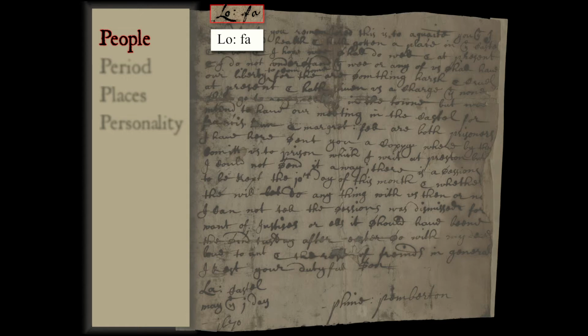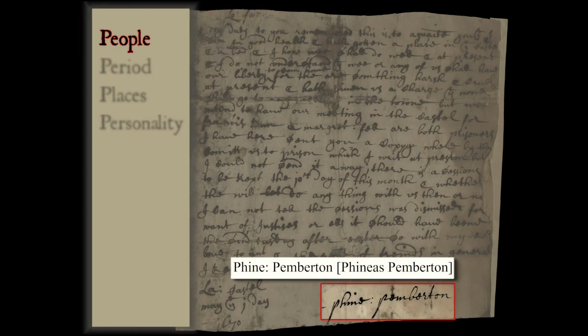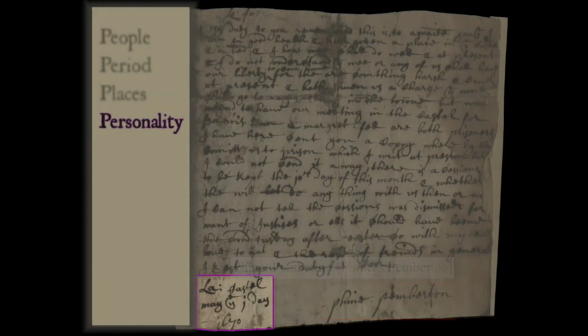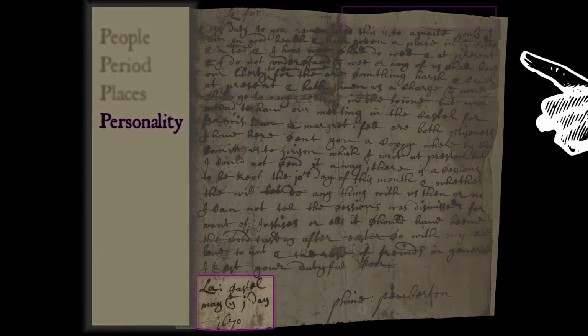This salutation says L-O-F-A. Because there is a colon and only 4 letters, it's likely an abbreviation. We'll need to find out more before we can properly identify the receiver. However, the sender is Phineas Pemberton, which is evident from his legible and often recognizable signature. To the left of the signature, Phineas has written the period and place. This is different to how you will traditionally see the period and place written in correspondences, which is in the top right corner.